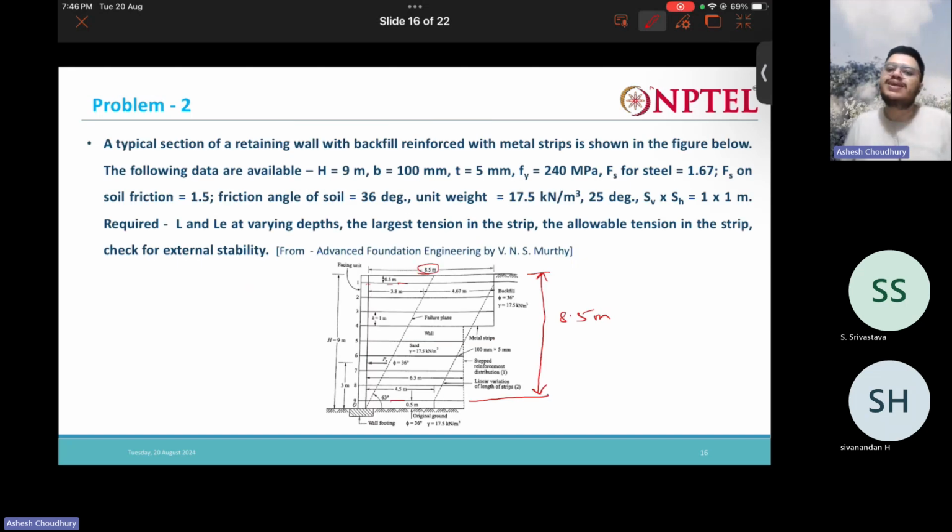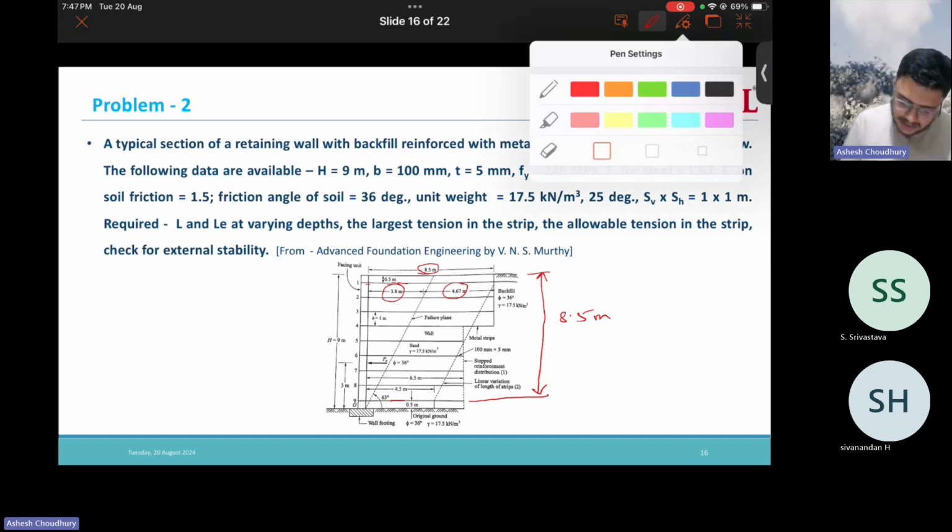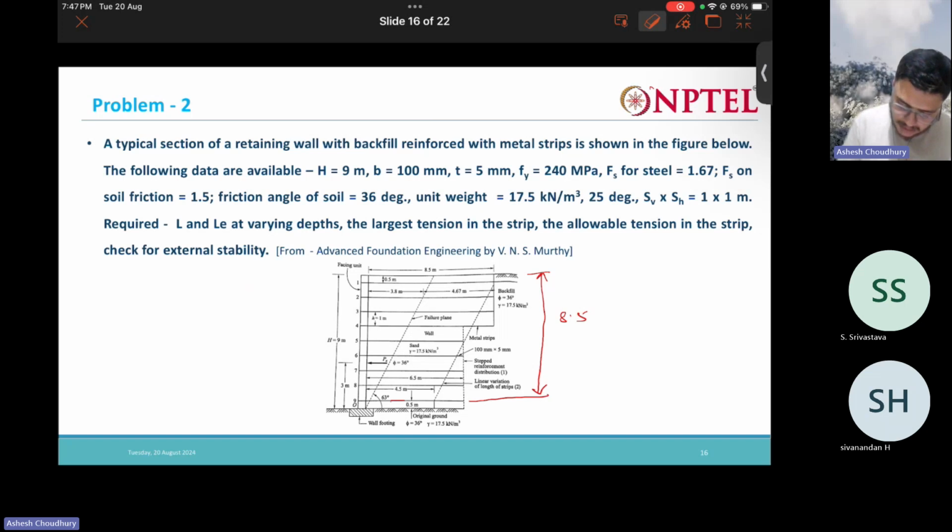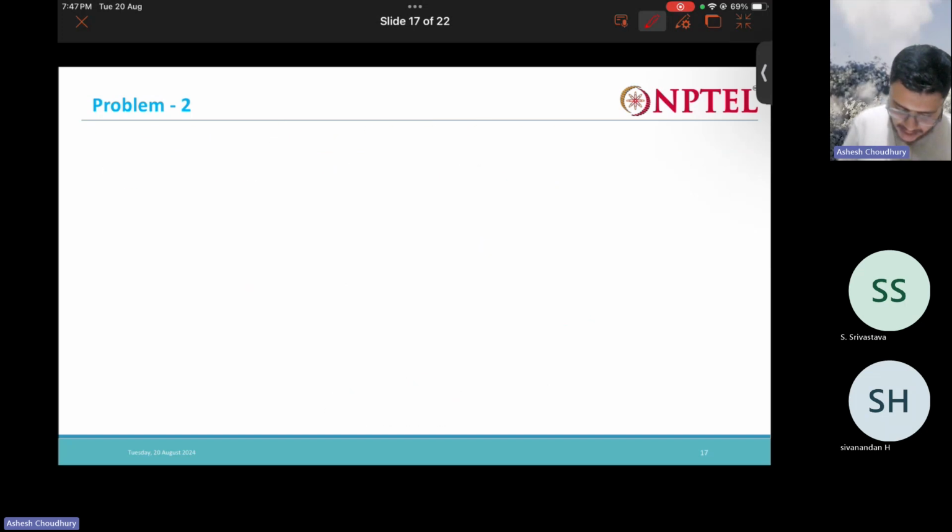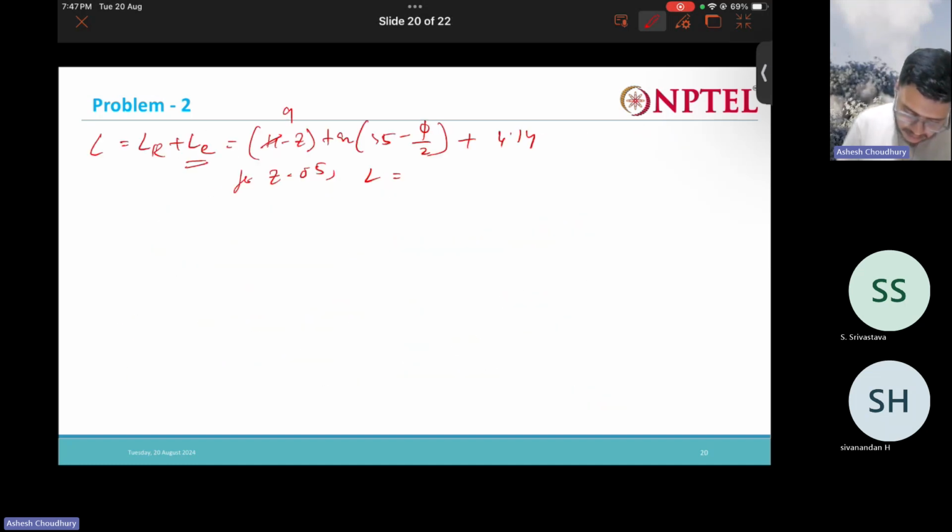Okay, so that's why they have given 8.5 meters. You can see 3.8 plus... not 3, this one is irrelevant. So this maximum length you are seeing, that's why they have given us 8.5 meter. Why 8.5 meter? You can check from here. For z equal to, this one will be 9 minus 0.5, 10.45 minus 2 plus 4.14 by 8.47 meter. Okay, that's why they have provided 8.5 meter.